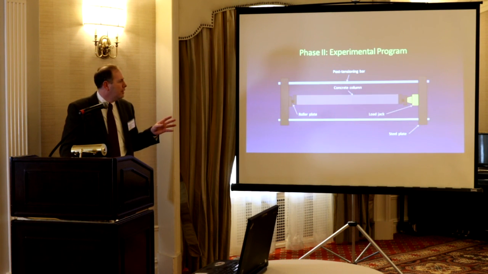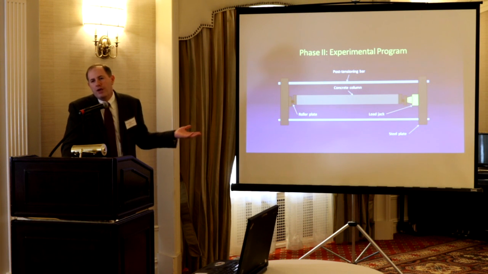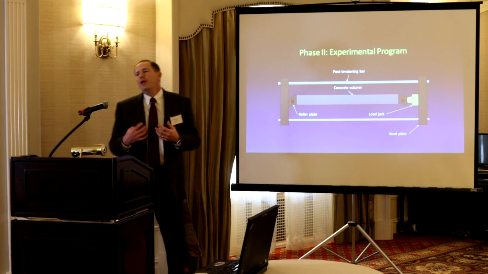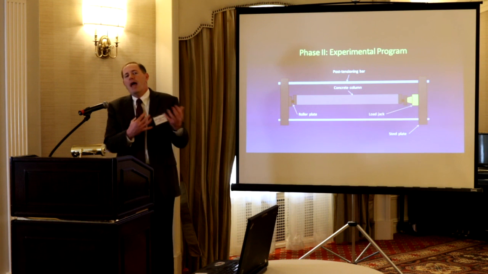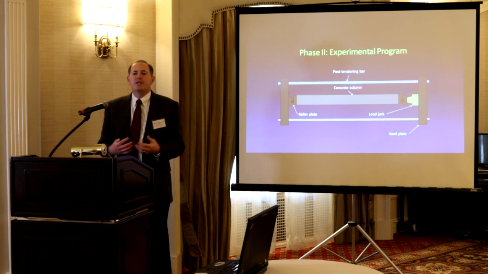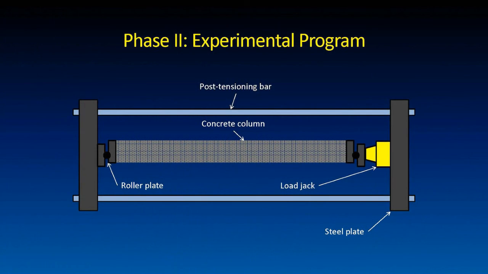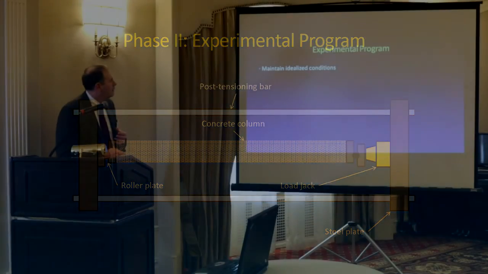So the next phase of the project, phase 2, is experimental. We only had a certain number of columns to base our analytical work on because there were not a lot of columns out there. So we wanted to test more that tested the bounds. And so this is our loading setup. We have steel plates here, we have rods here, we can lock them down and sustain the load. We wanted to look at sustained load effects also.